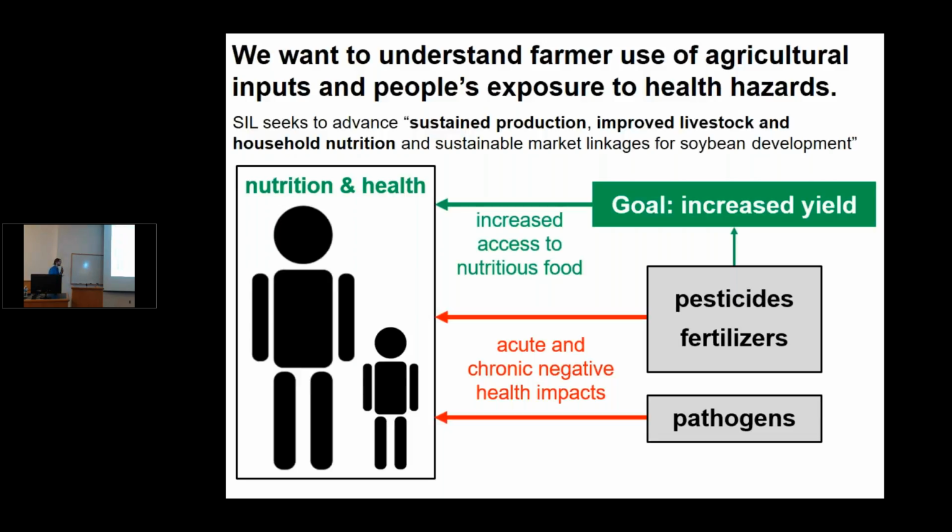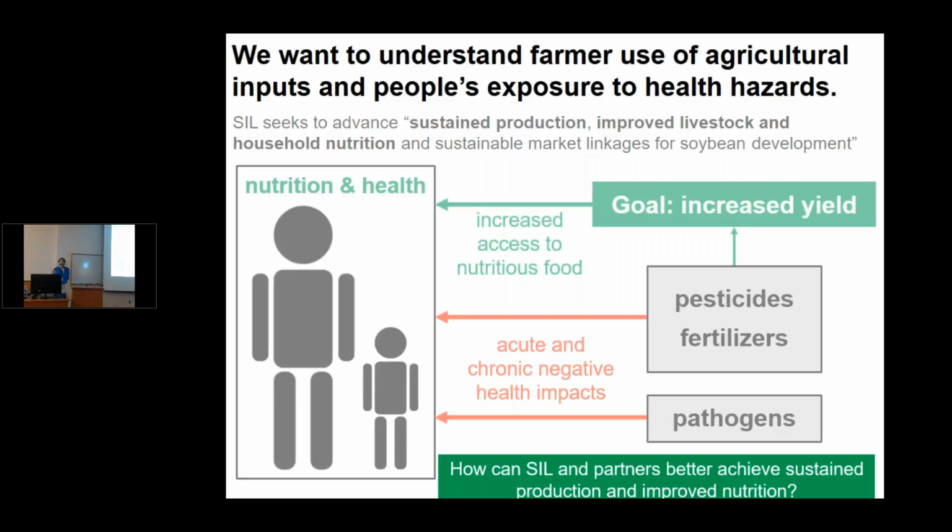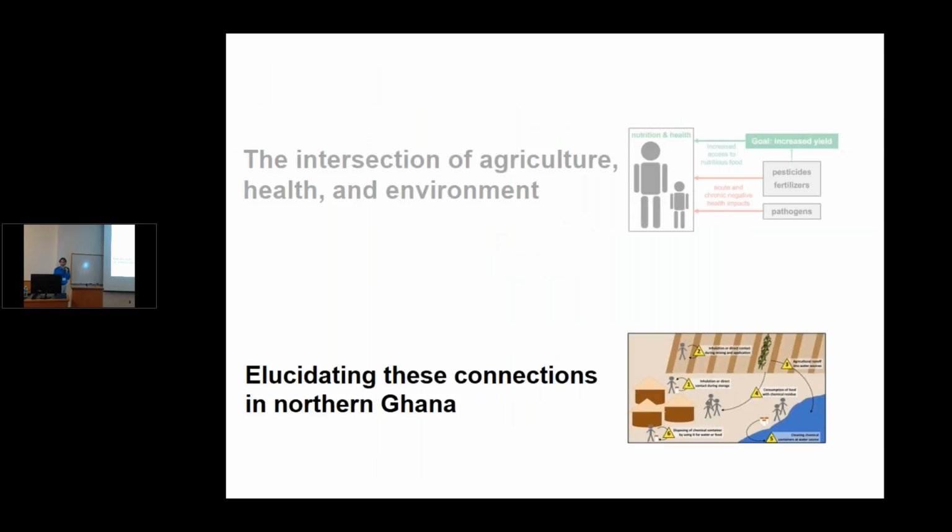So the question for us and the kind of work we're trying to do is looking at what we can do with the Soybean Innovation Lab, its partners and farmers on the ground, to really achieve these sustained production goals and improve nutrition goals while accounting for these additional factors. So that's going to move us into what we've begun to do in northern Ghana, looking at these connections.